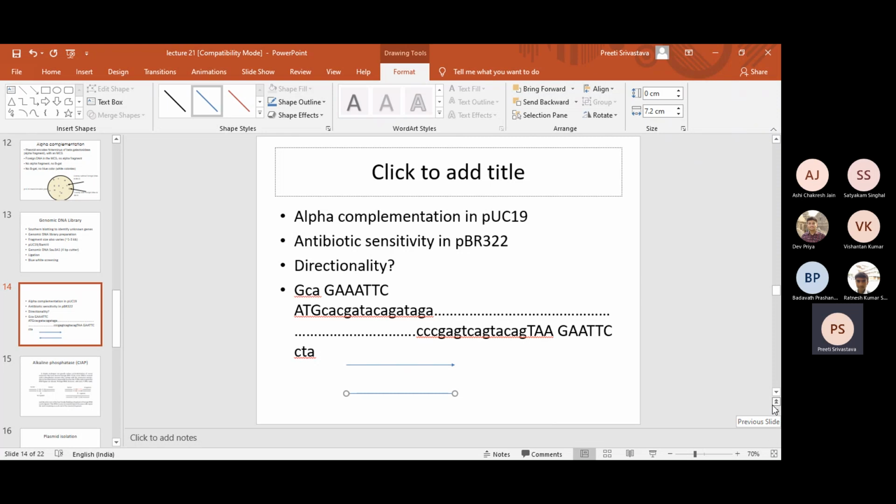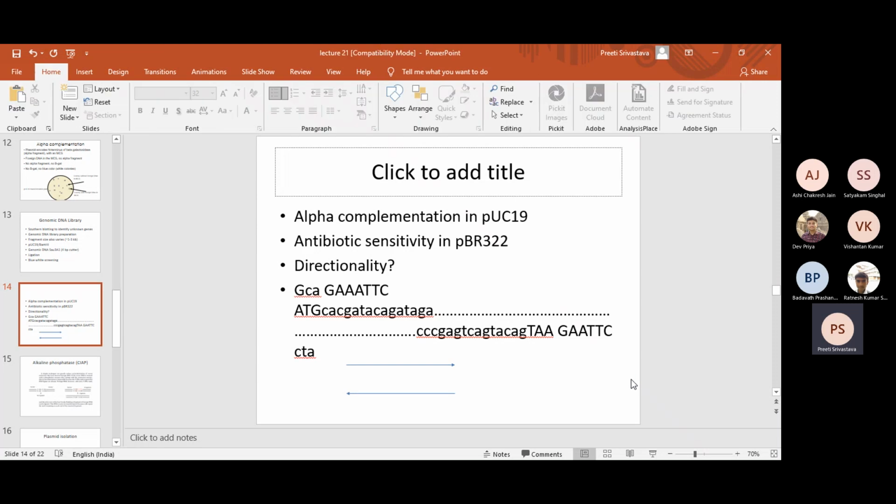Whenever we are using a single enzyme, it doesn't matter whether it's a cohesive end or a blunt end, directionality cannot be maintained because the ends are the same. EcoR1 can join with EcoR1, right? Both the forward primer and the reverse primer have EcoR1, so EcoR1 can ligate in either orientation. Therefore, once you have performed the cloning, you would not know in which direction you got the clone.